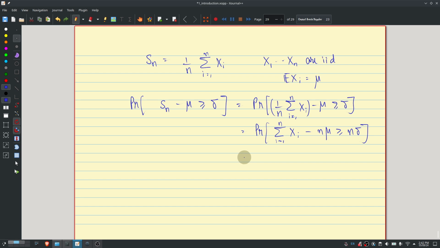It's the same thing. I've just manipulated, or it's just simple algebra, right? Now, if I use the Chernoff bound, what do I get?